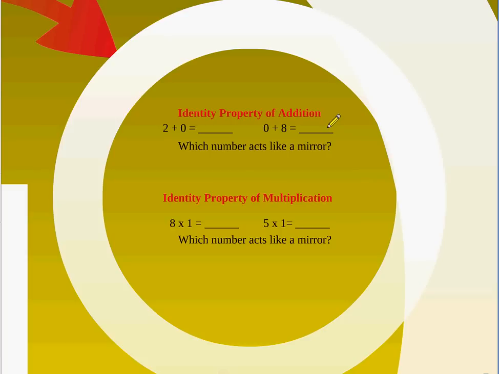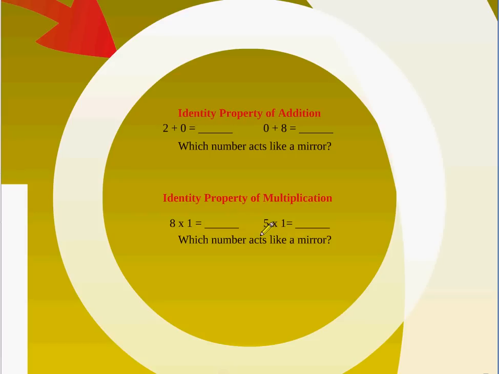So which number is acting like a mirror? Which number is reflecting the number? 0, right? It's even shaped like a mirror, so we can see. It's reflecting the 8, and the answer is just 8. So it's the identity of 8 that we're talking about. And if you look at the identity property of multiplication, it's the same thing. Any number times 1 is itself, so 8 times 1 is 8, and 5 times 1 is 5.